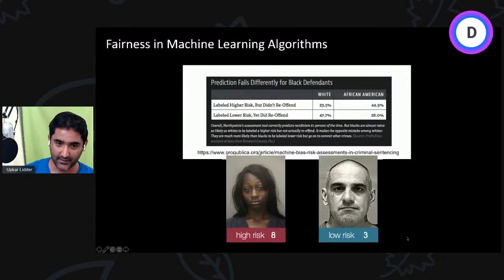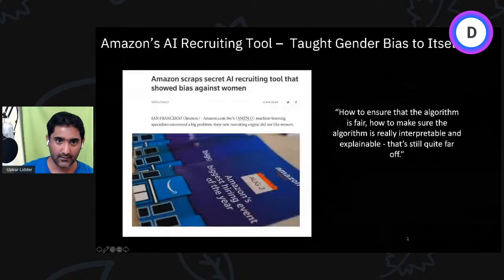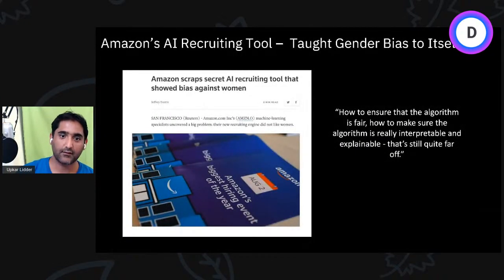So this is just one example, right? Here's another example. Amazon had this AI recruiting tool. I should really date this article. The date is missing on it. I'm sorry for that. I'll edit the slides to put in the reference and the date.